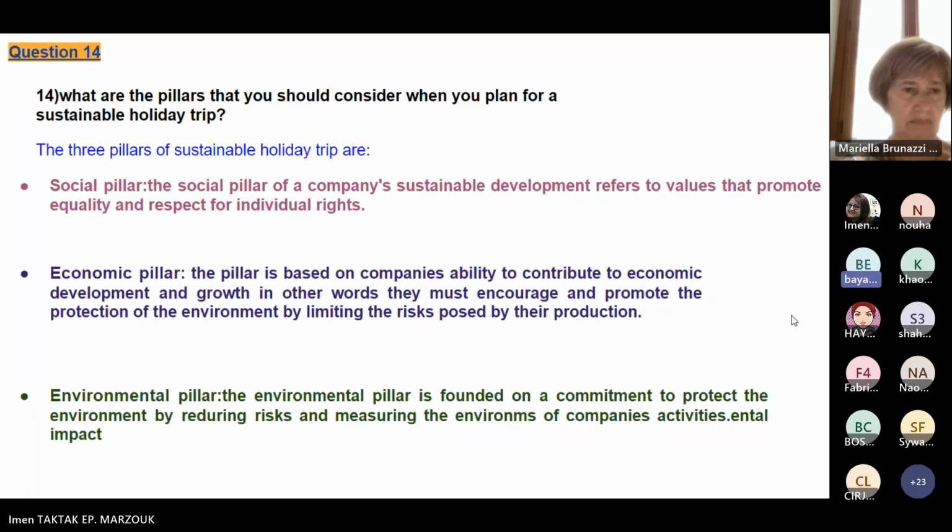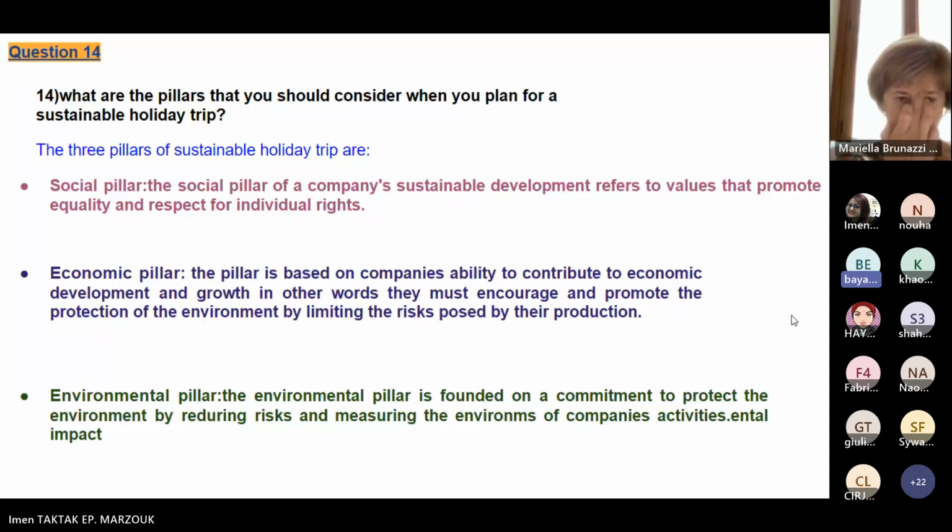What are the three pillars that you should consider when you plan for a sustainable holiday trip? The three pillars of a sustainable holiday trip are, first, the social pillar. The social pillar of a company's sustainable development refers to values that promote equality and respect for individual rights. Second, the economic pillar. The pillar is based on companies' ability to contribute to economic development and growth. In other words, they must encourage and promote protection of the environment by limiting the risks posed by their production.